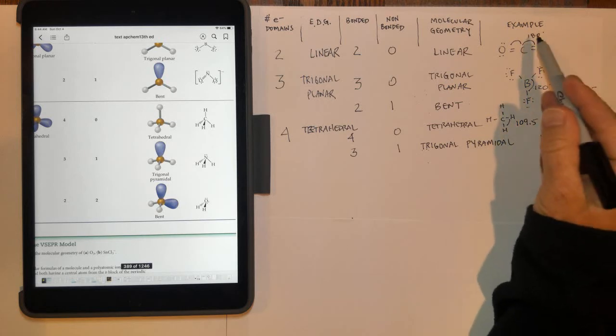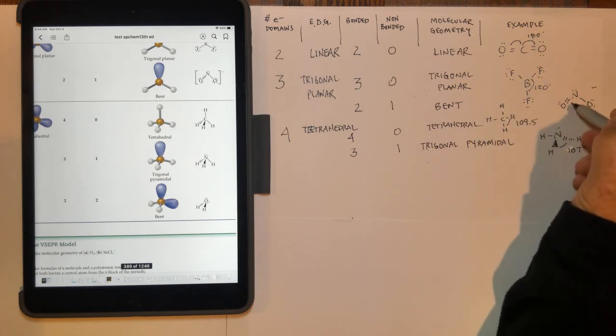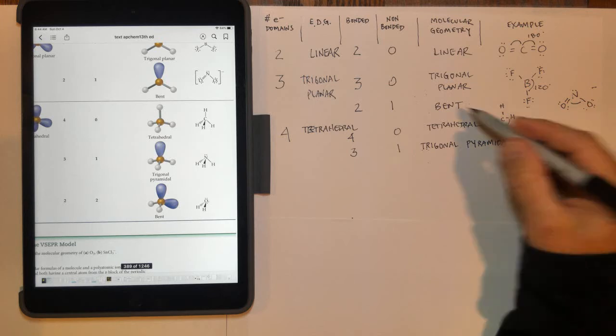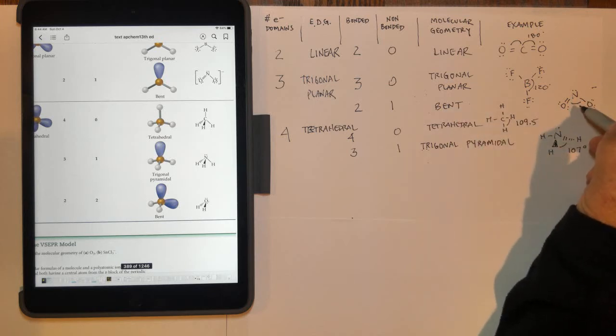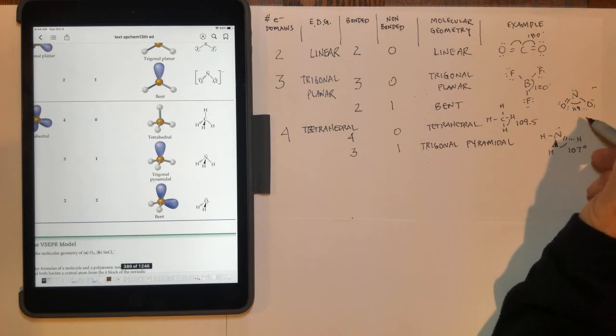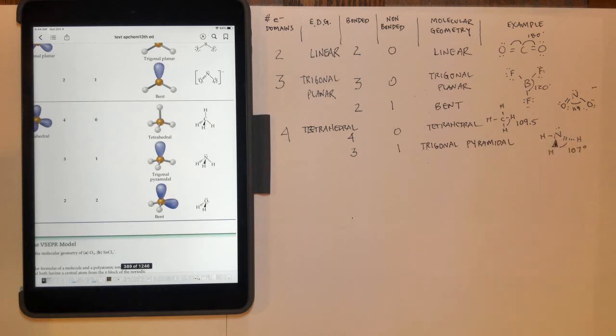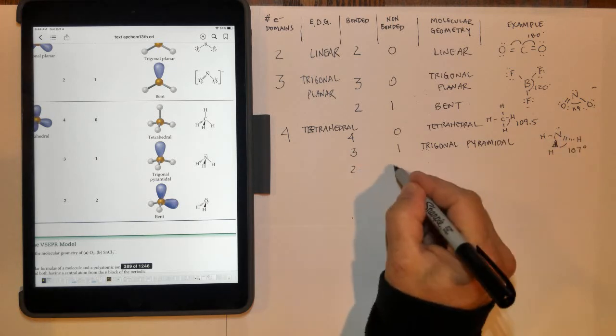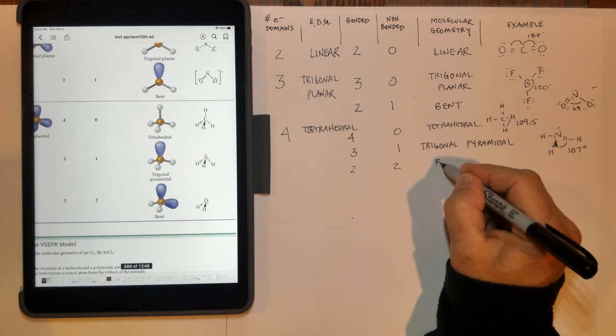Let's see, we got the 120, the 110. In this bent one right here, the bond angle is reduced just a little bit. It's not 120 anymore. I think it goes down to about 114 or so. That's kind of an approximate number right there. And then in tetrahedral we have 2 bonded, 2 non-bonded, and this one's called bent.